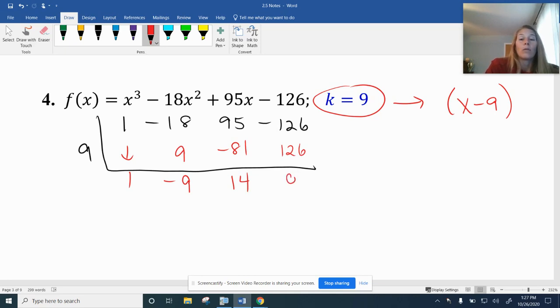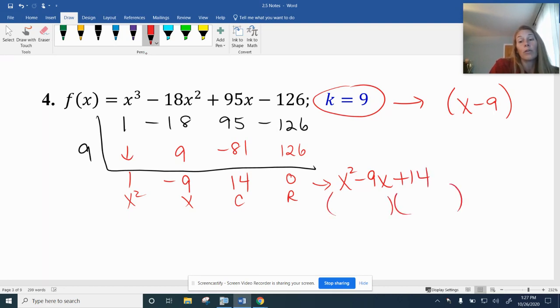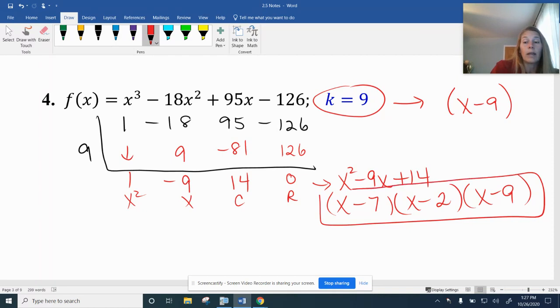Okay, so now, because my remainder is 0, this is my constant, my x, and my x squared. So I have x squared minus 9x plus 14. Getting the remainder of 0, already confirmed at x minus 9, is definitely one of my factors. Two numbers that multiply to 14 and add up to 9 are 7 and 2, and it's a negative 9, so they're both negative. So those are my remaining two factors. And then, of course, included that x minus 9 there. It's a cubic problem. I found all three factors, and that's it.